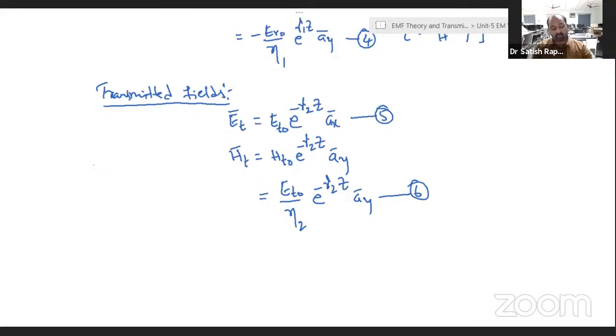And the magnetic field in region 1 and in region 2. So what is the total electric field and magnetic field?